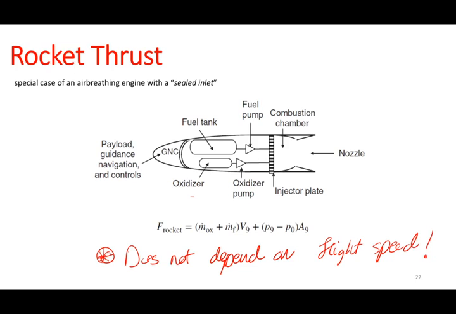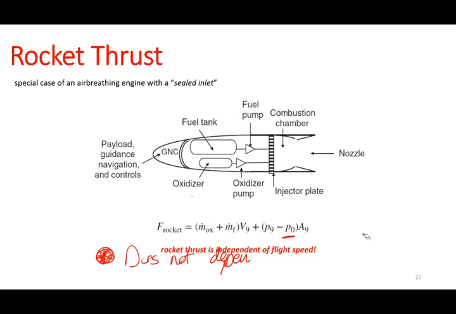Okay, it's a very important conclusion, right? This is not a correct conclusion, but it's a very important conclusion that in your equation you don't have a component of flight speed. But you always have to keep in mind that the flight speed is definitely going to affect your ambient pressure, right? So the rocket thrust does not directly depend on the flight speed, but indirectly it definitely depends on the flight speed. Okay.